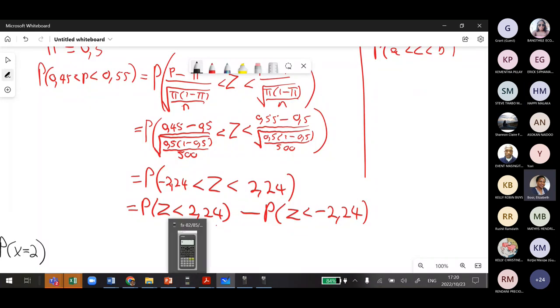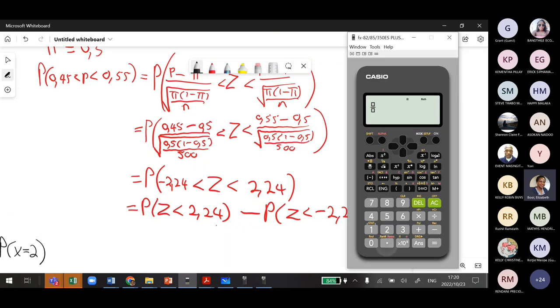Let me double check since I get two different answers. Let me be the person who breaks the tie. 0.5 times 1 minus 0.5, divided by 500, equals, the answer is negative 2.24. Can you see? Negative 2.24. Yes, the first one. And then let's do the second one, the positive. I must check how you calculated the second one.